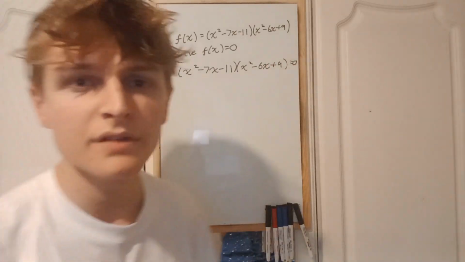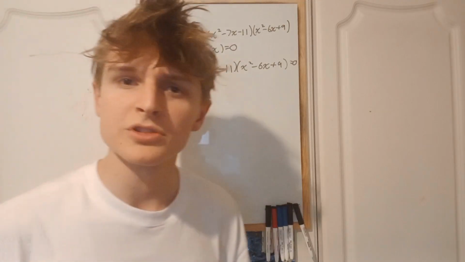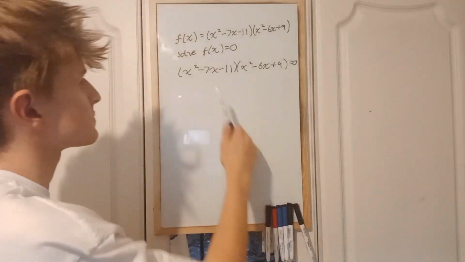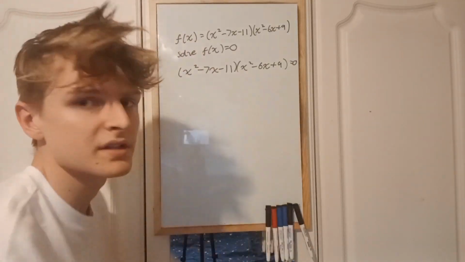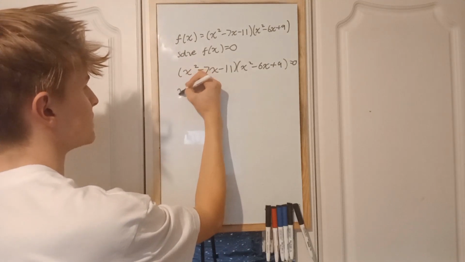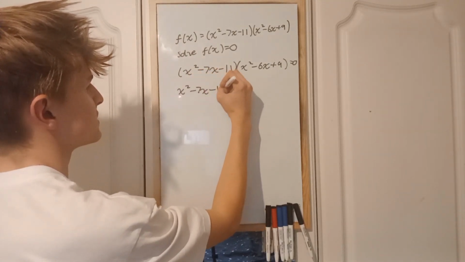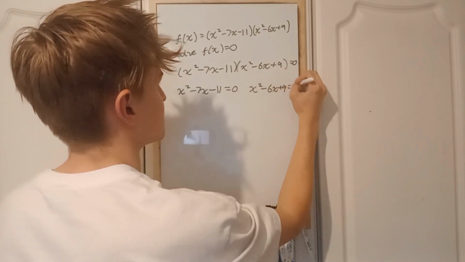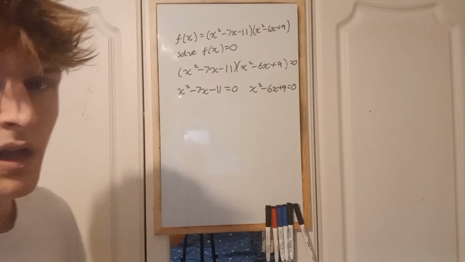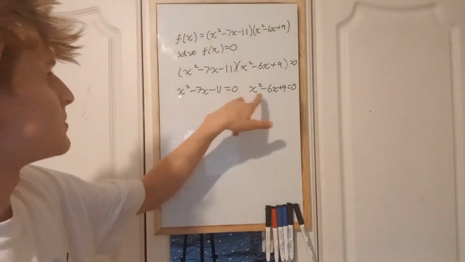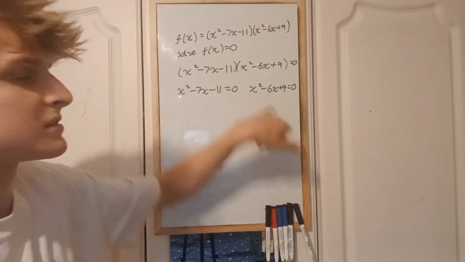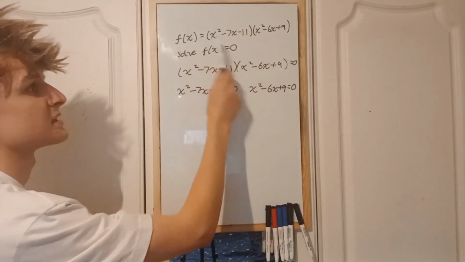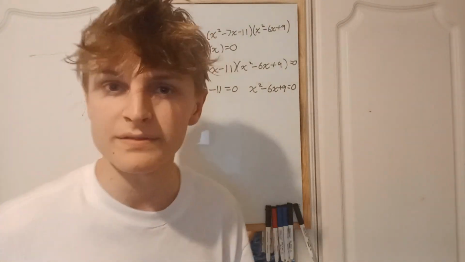Now, if you recall, using the same logic we do with factorization, we've got a product of two things and they equal 0. So either this thing equals 0 or this thing equals 0. So we can say, either x squared minus 7x minus 11 equals 0, or x squared minus 6x plus 9 equals 0. And first of all, let's find out exactly how many solutions there are to this and this using the discriminant, and by proxy figuring out how many roots f of x has.